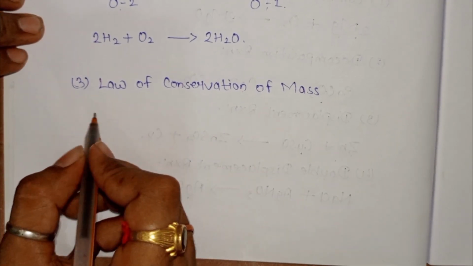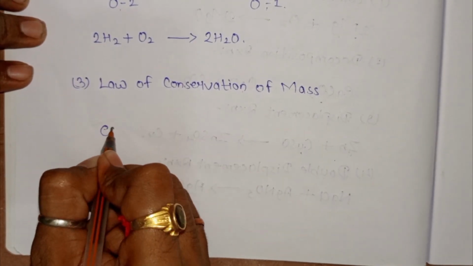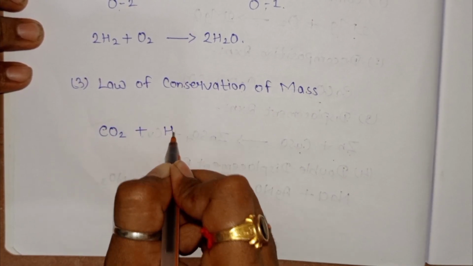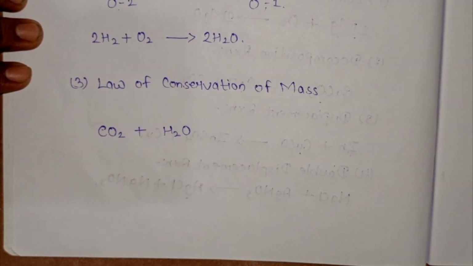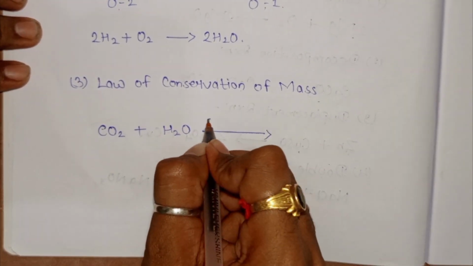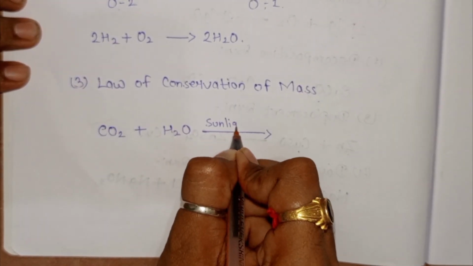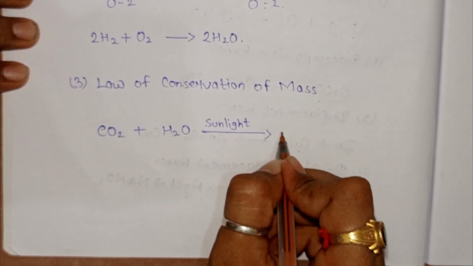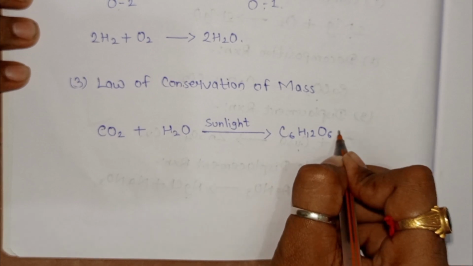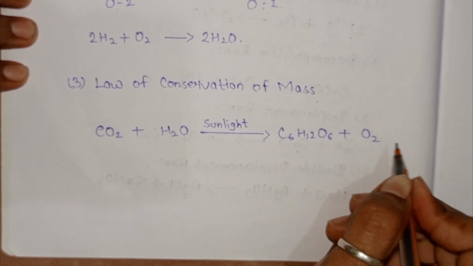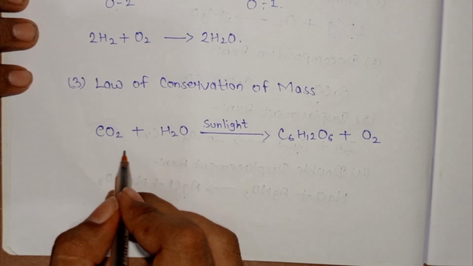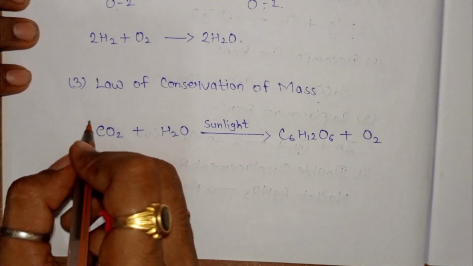The plant combines the carbon dioxide, water, and the sunlight to produce glucose, C6H12O6, plus oxygen. This is not a balanced equation. This is unbalanced, or we can say it is a skeleton equation. Now we should balance it.